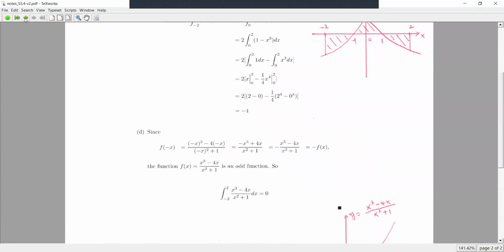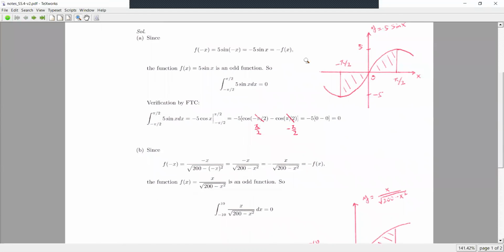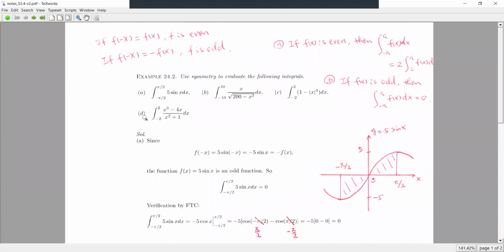Now, the integral in D. The function is complicated, so it is difficult to find an antiderivative for this function. So if you want to use the fundamental theorem to compute this integral, it is difficult. Okay, but this function, we are lucky. This function is an odd function. This function satisfies this equation.